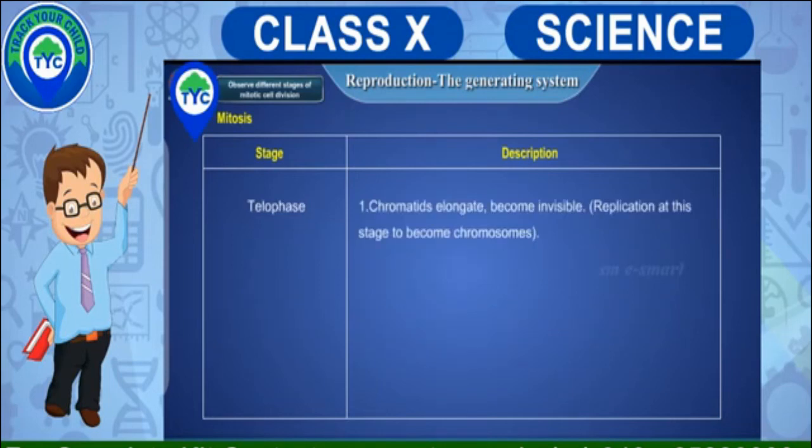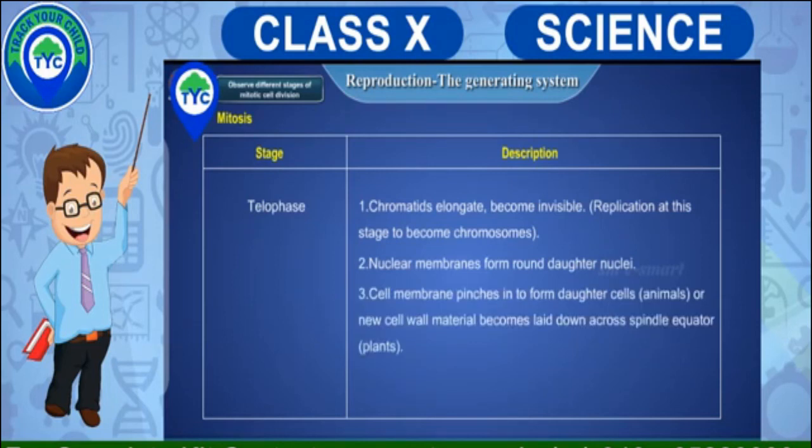Telophase. Chromatids elongate, become invisible. Replication at this stage to become chromosomes. Nuclear membranes form round daughter nuclei. Cell membrane pinches in to form daughter cells. In plants, new cell wall material becomes laid down across spindle equator. Nucleus divides into 2 and division of cytoplasm starts.